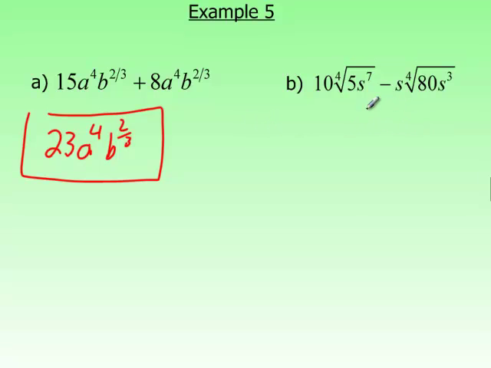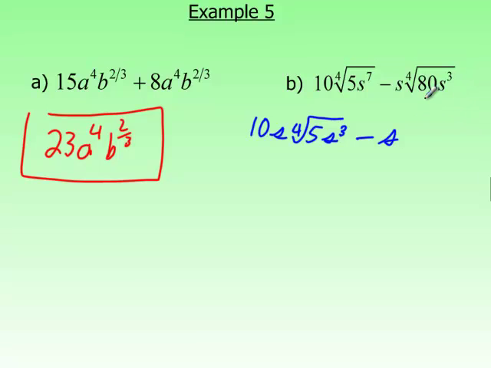Now these I cannot subtract because they're not the same. The radicals are not the same. But at this juncture I could simplify them. For the first one I have 10, and the 4th root of s to the 7th times 5. I can't do anything with the 5, but I can pull out one group of 4 s's, so I'll have s, and that leaves me with the 4th root of 5, and since I pulled out 4 s's, that leaves me with s cubed, minus, and then s.